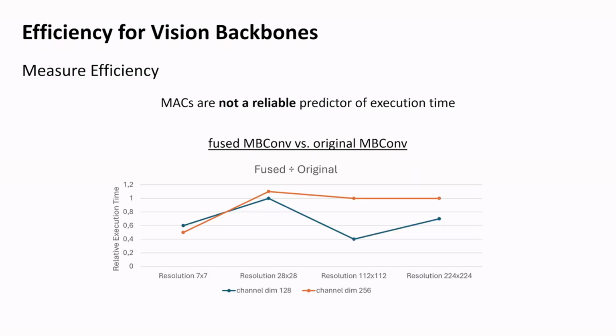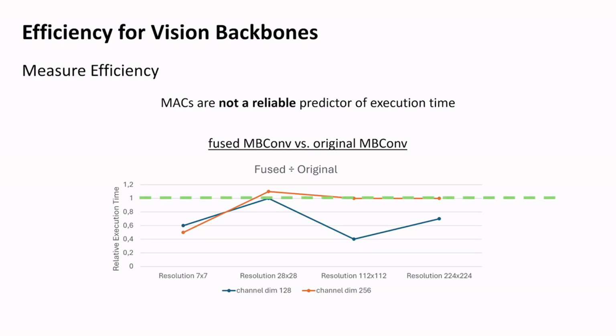Here we plot the average execution time of the fused MBConv divided by the original MBConv. The x-axis refers to different input resolutions. Two lines represent channel dimension 128, which is the blue line, and 256, the orange line. The execution time is again the relative execution time of both layers.